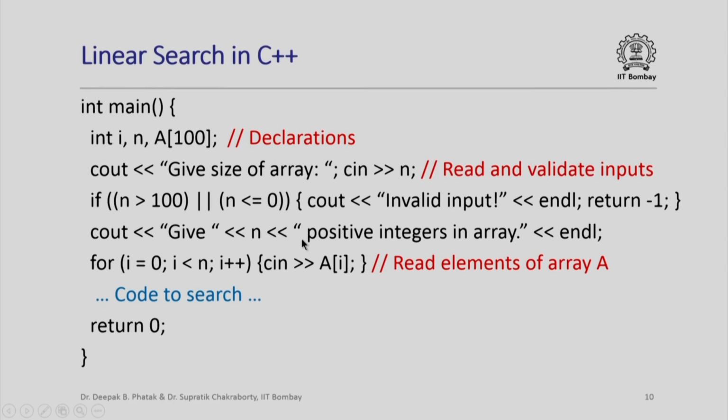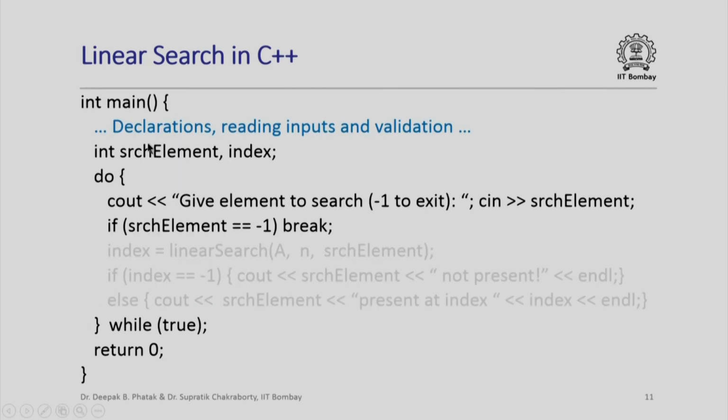We will soon see why we are saying only positive integers. It simplifies a few things later on. And then we have a simple for loop in which I read in all the elements into the array A. So the elements are now stored in A0 through An-1. Now after the declarations are provided, the inputs are read and validated, here I want to do my linear search.